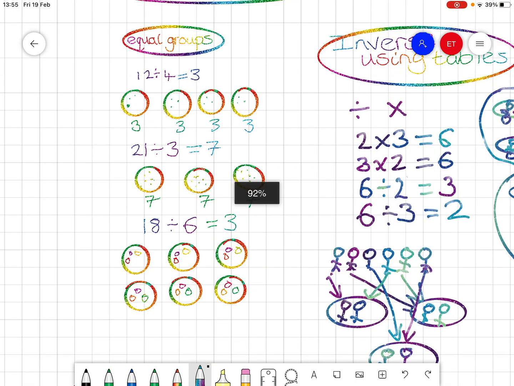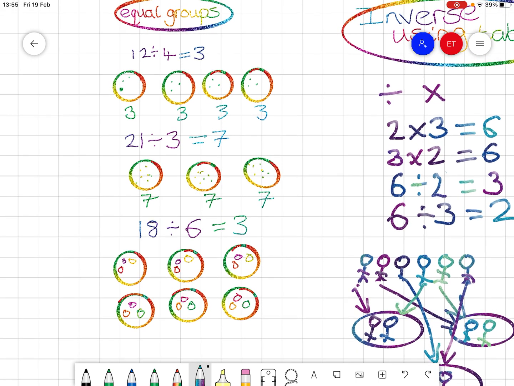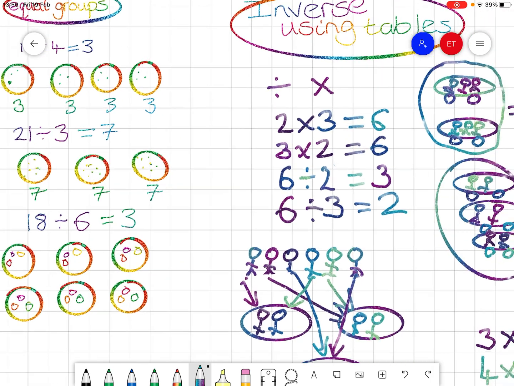If you find division tricky, please use the equal groups one, where you draw out your circles and share the number by the amount that you're dividing by. And as I said, you can use concrete materials to do that, such as bits of pasta, cubes, Lego pieces, whatever you've got in the house, because essentially you are sharing an amount by another certain amount.